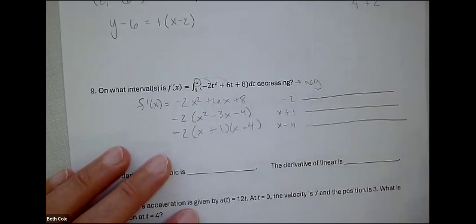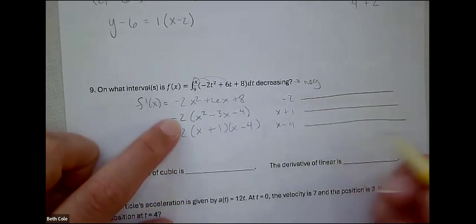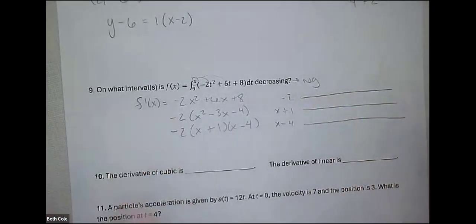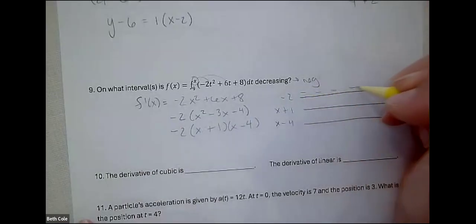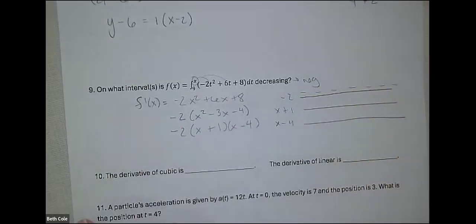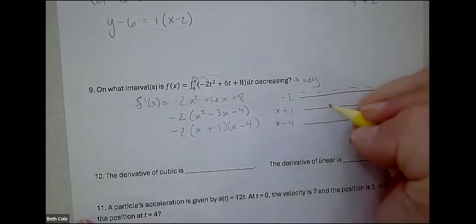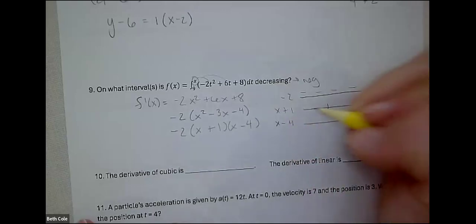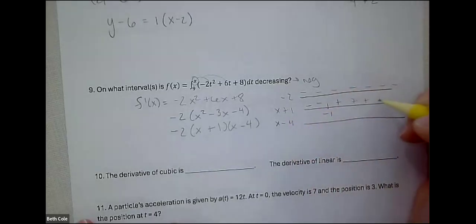I couldn't ignore that negative 2. If it was a positive 2, you could just throw it out. You would have pluses the whole way across. But when it's negative the whole way across, which is going to negate everything else that we do. So I did need to keep that in there. This one changes at negative 1. Put all my pluses in here. This one changes at 4.